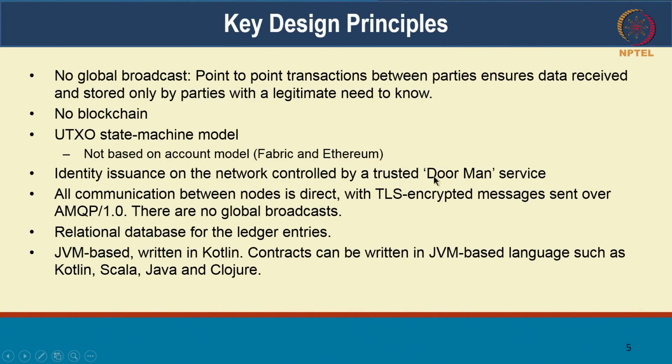It is a permissioned network, so it is going to have identity issuance on the network that is trusted, issued by a trusted doorman service. We'll briefly talk about that as well. All communication between nodes is direct. As I mentioned, it has to be addressed to a particular recipient. It is encrypted using TLS, so it's a secure message exchange. It's sent over AMQP. There are no global broadcasts.